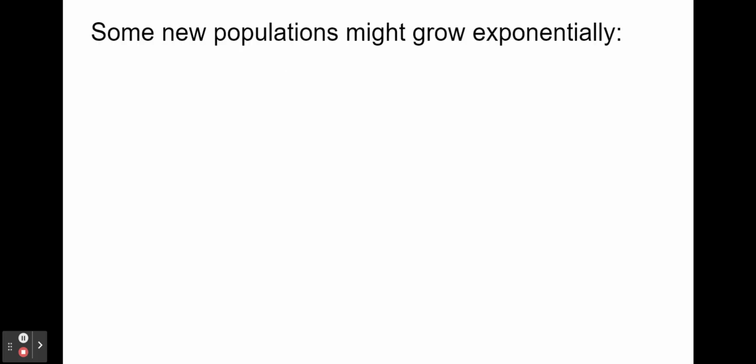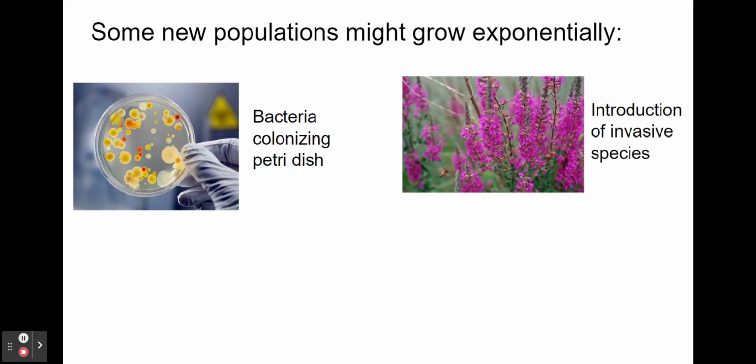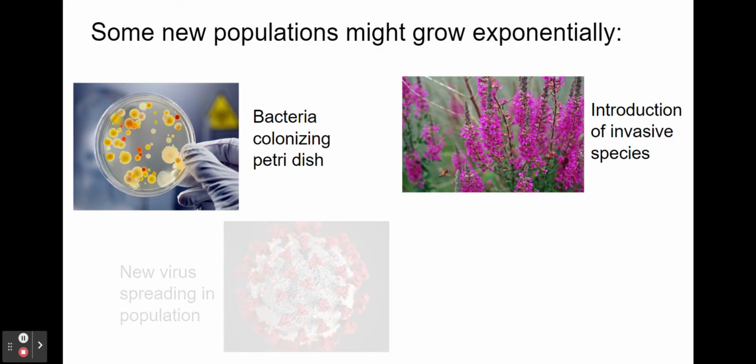Some new populations might grow exponentially. Here are some examples where you might see exponential growth instead of fluctuation around a carrying capacity. You might see exponential growth when bacteria colonize a petri dish. That exponential growth will eventually transition to logistic growth as the bacteria run out of space or food. The introduction of an invasive species: when we introduce an invasive species to a new area, it's got unlimited space, resources, habitats. It's going to grow exponentially until it reaches a maximum.